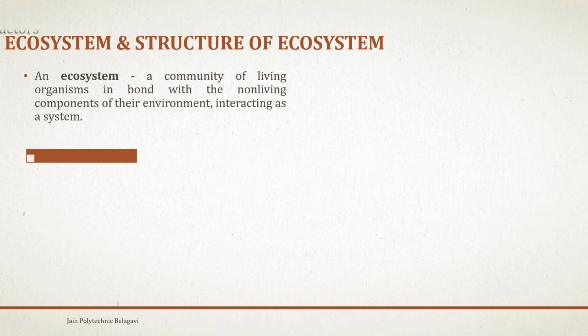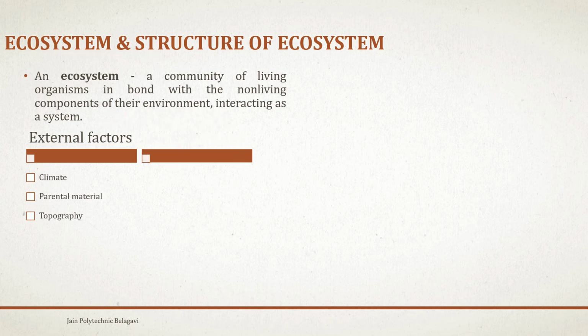Now we will be discussing the different factors affecting this ecosystem. There are two types, one is external factors and the other is internal factors. I will be explaining the external factors one by one. The external factors will be climate. Depending upon the climate, the interaction between living organisms and the non-living components will differ. Next, the parental material, and the topography, in the sense the hilly region or the valley regions, the forested areas, the desert areas, the barren lands. Similarly, how it will be acting on the ecosystem.